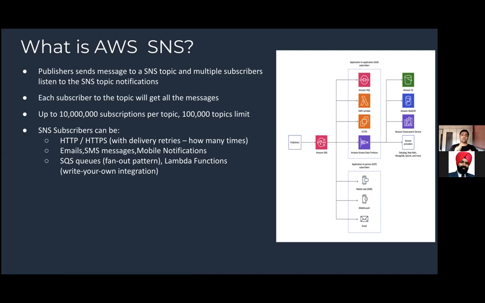Whenever there is a topic, SNS is only able to send a notification to you or any Amazon service if they have subscribed to that topic. And again, there are certain limitations, about 10 million subscriptions per topic, and around 100,000 topics limit. Ideally, you will not worry about all this stuff.